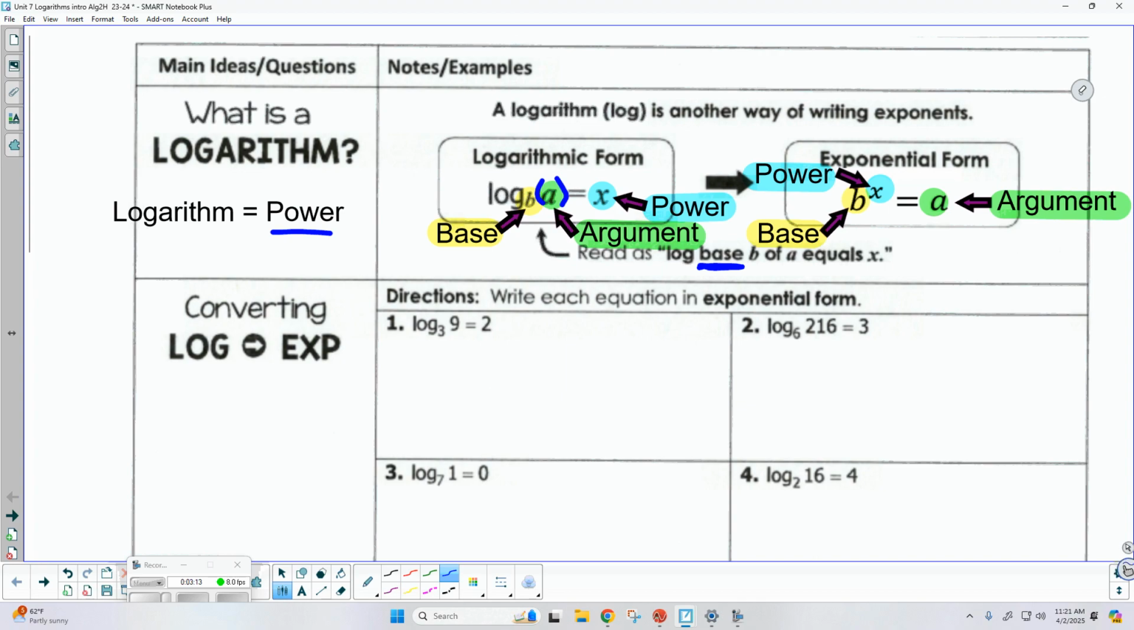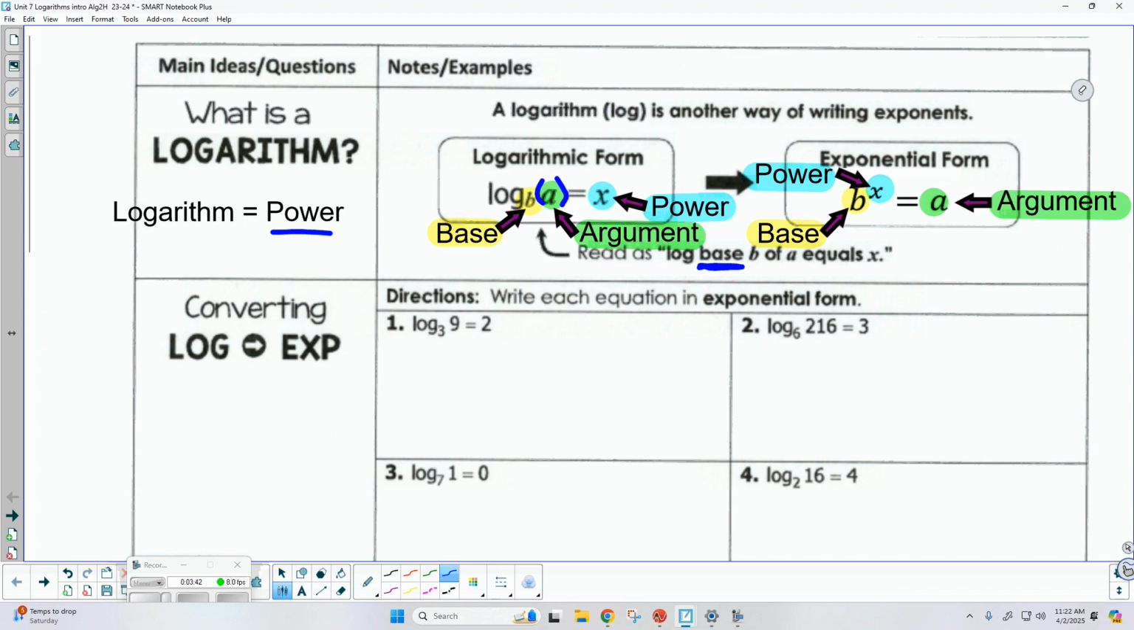Super, super important: that a is not a power on b. They're just two different parts of the notation that we're writing. And whatever the log equals, that's the power. Whenever you're looking at the exponential, it's really easy to identify two of the three. The base is what carries the power. The power dictates how many times the base is multiplied against itself. We know that, so the third item has to be the argument.